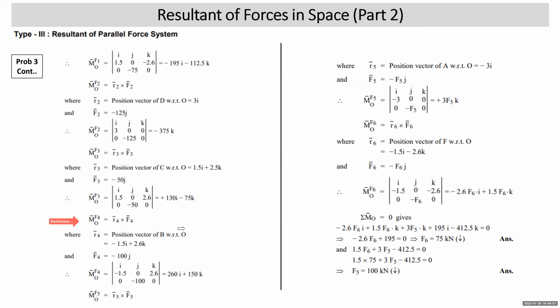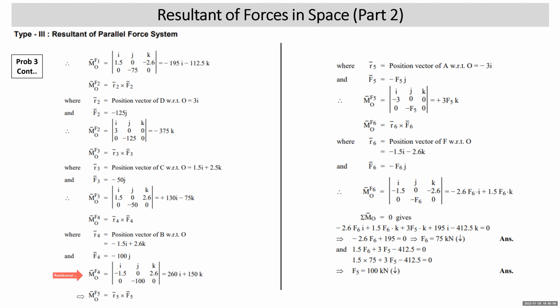So position vector of point B with respect to O is minus 1.5 I plus 2.6 K. F4 is parallel to y-axis in negative direction. So F4 in vector form is minus 100 J. So we write moment F4 about O, IJK. This is R4 bar and this is F4.